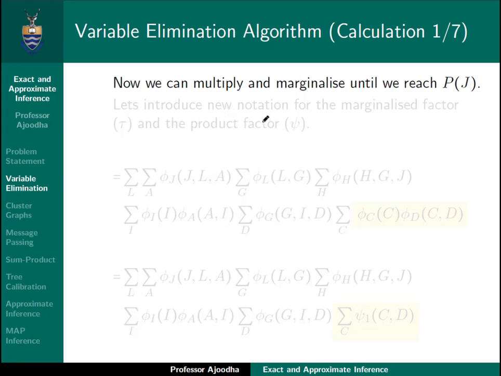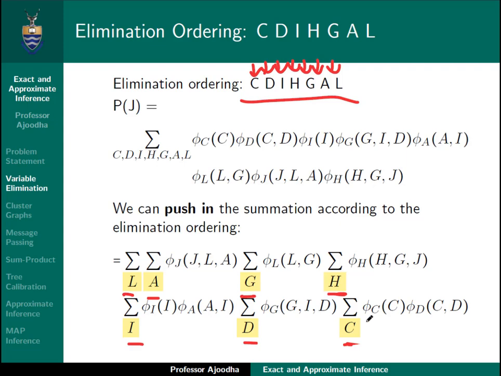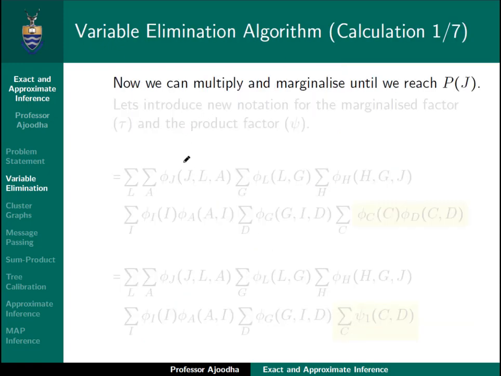Well, for these two factors, we need to actually deal with them now. We need to multiply these factors together, okay, and then we need to sum out the C from the factor that results after the multiplication. So let's see, how do we multiply and marginalize? We do this continuously until we reach our j.